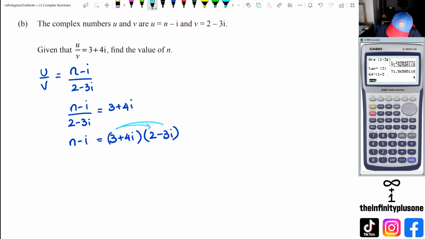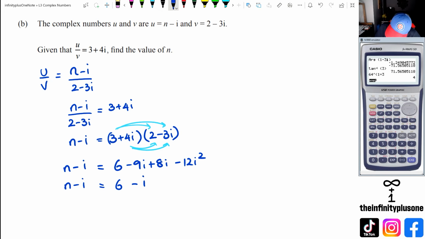At this point, I need to expand the brackets. And I've still got n minus i here. And I've got 6 minus 9i plus 8i. What's the last one? Minus 3 and minus 3. That's going to be... I'm missing something here. Minus 12i squared. So n minus i is 6 minus i plus 12. So n minus i equals 18 minus i. And as you can see, n is equal to 18, because that's the real part for this question. So, grades wise, this is going to be worth an achieved.